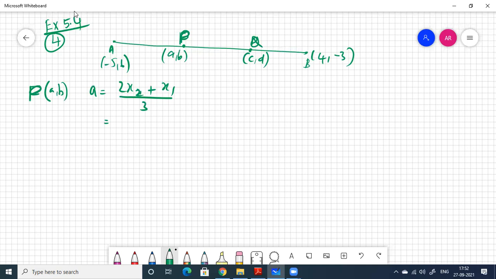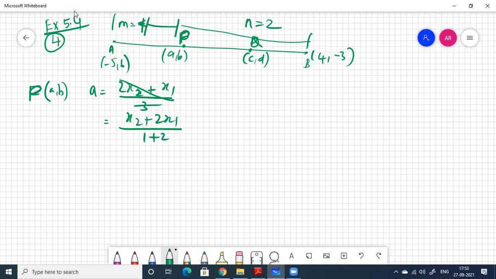You can also derive it from the same formula. Same formula is what? M plus N. That formula also you can derive. What is that M plus 1 formula? M is equal to 1, and N is equal to 2. So that means x2 plus 2x1 divided by m plus 1, 1 plus 2. That is equal to x2 plus 2x1 divided by 3.